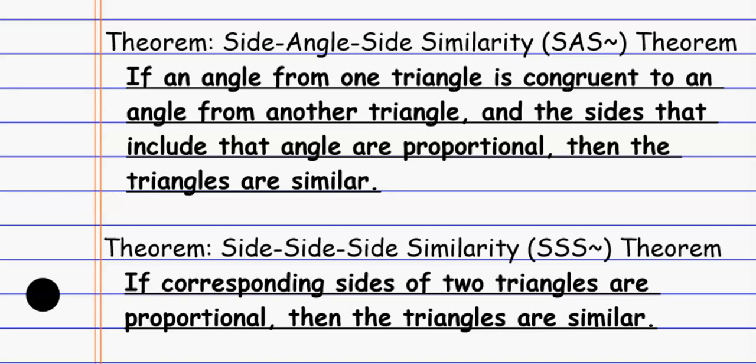So it's the same idea. I'm still looking for a congruent angle in between two sides, but I'm looking for the two sides that it's in between to be proportional to the other triangle. That shows similarity. If they were congruent, then it shows congruence to the other triangle.